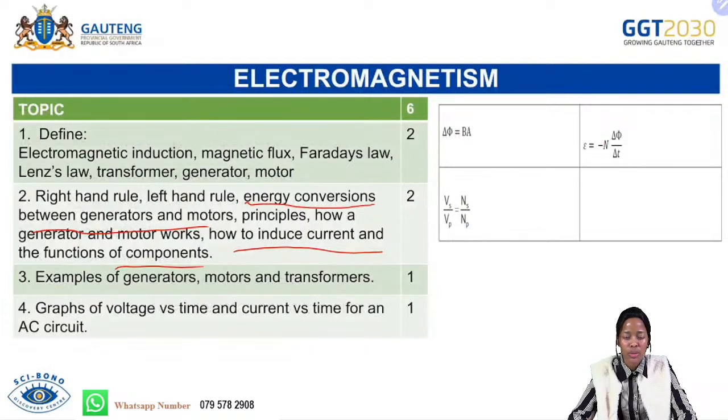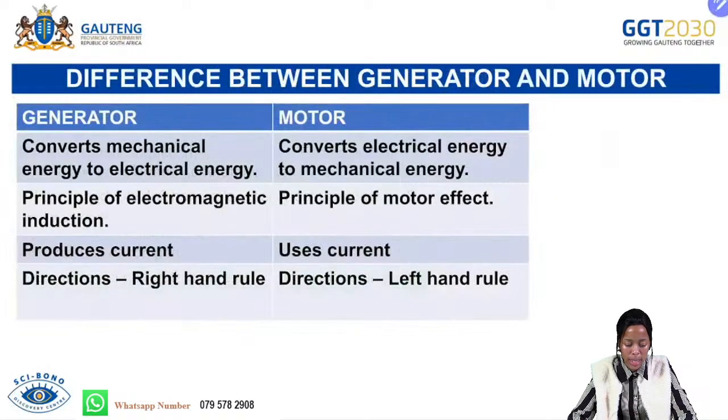Okay, again, you need to know examples of generators, motors, and what? And transformers. And then, again, according to the examination guideline, you need to know the graphs of voltage versus time and the current versus time. That is for an AC circuit. And then, of course, you need to know the formulas that you need to use in terms of the electromagnetism, and we have those 3 formulas there.